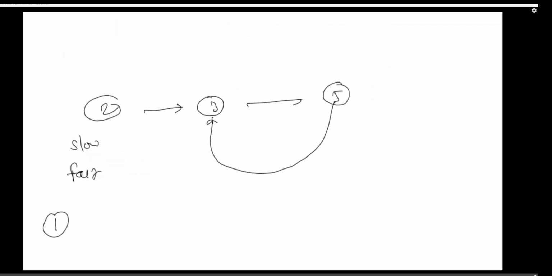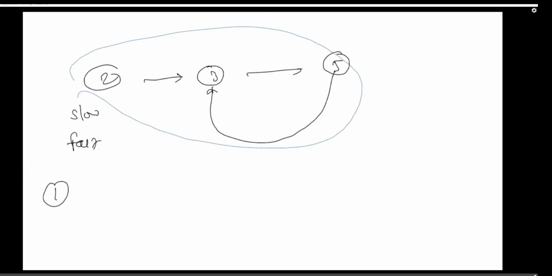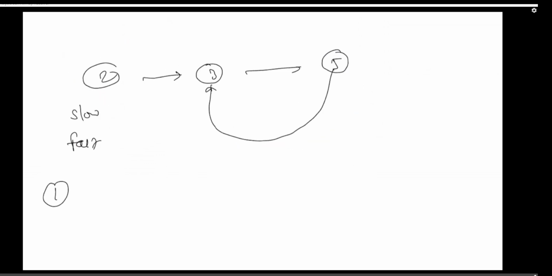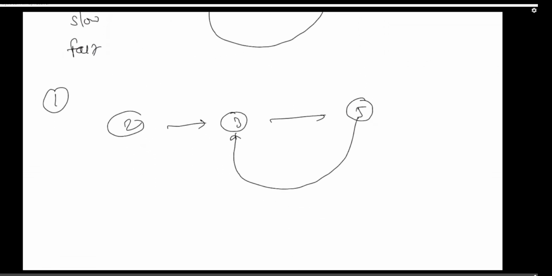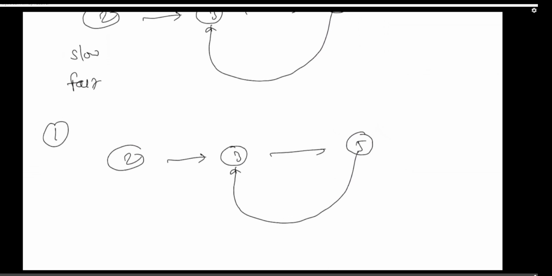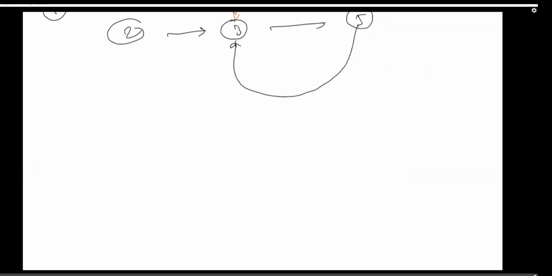let me just copy this and paste it now. Okay, so I think I didn't copy well. Copy, paste, right? Okay, now at the beginning my slow is here. My slow will come here because slow is moving by one pointer, right? And my fast will go here, right? In the first go.